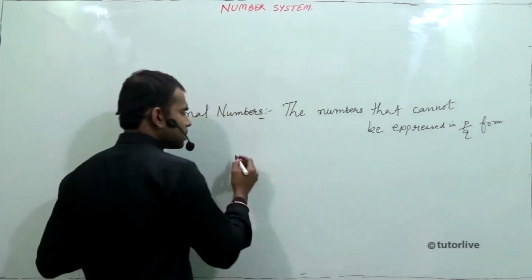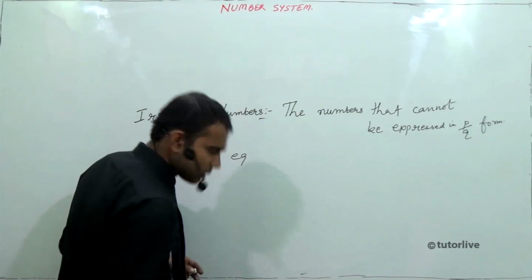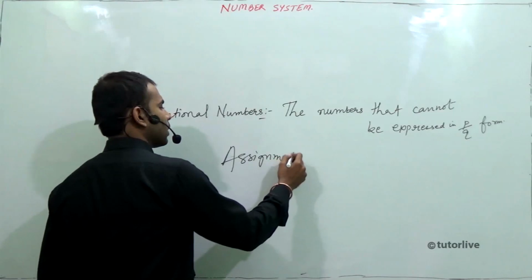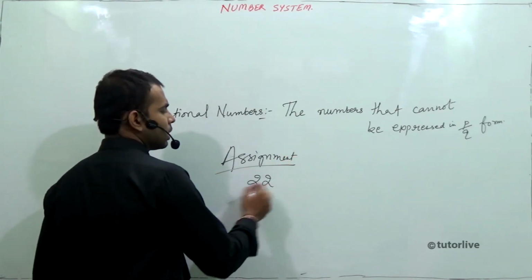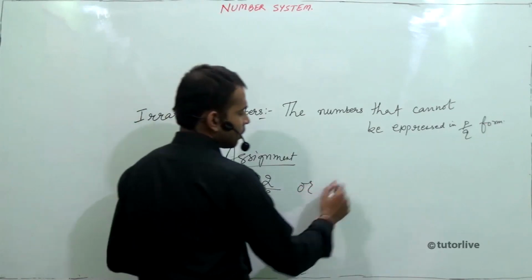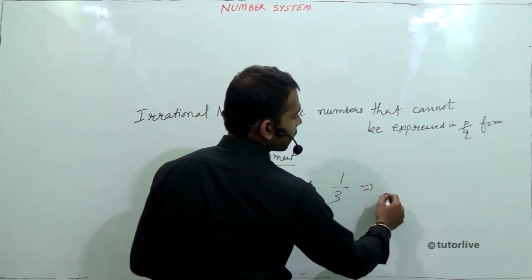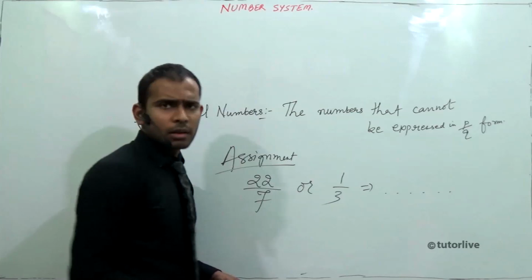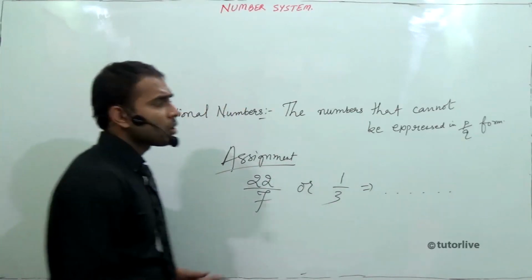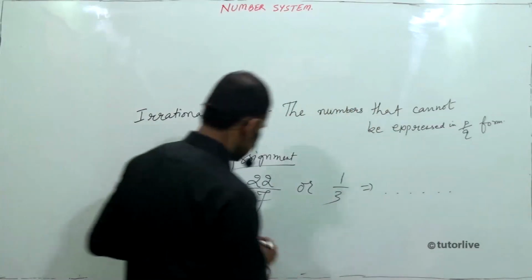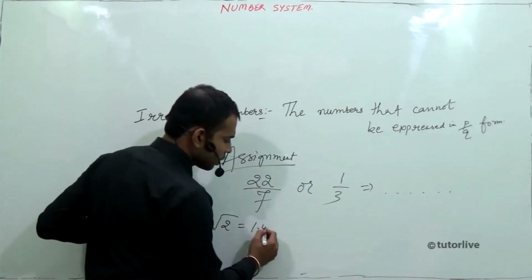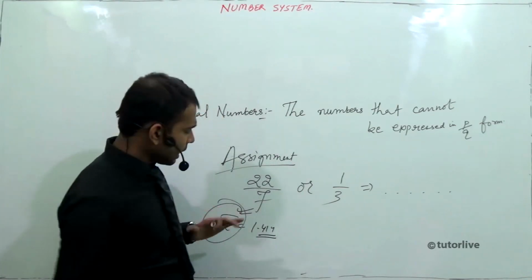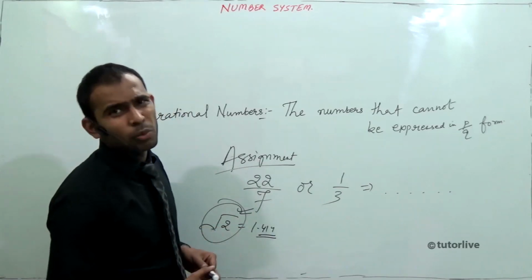Okay, let's say I'm giving you one assignment, and I won't be checking it, of course. Assignment: divide the value 22 upon 7 or 1 upon 3. What do you get? You get a very long value. It goes on and on and on, and it doesn't end, right? So I'll give an example: root 2 value is 1.414. We just take 3 decimal places, but further we do not take. Can you express root 2 in the form of a rational number? I hope not. We cannot, right?